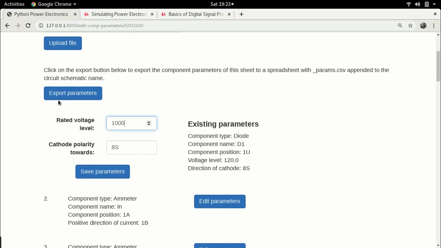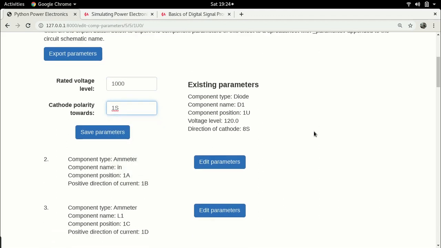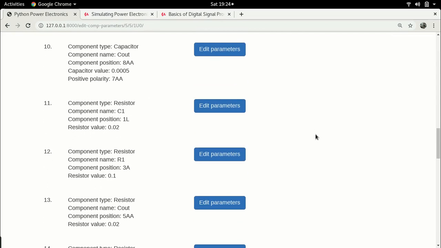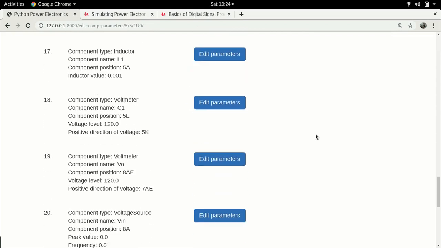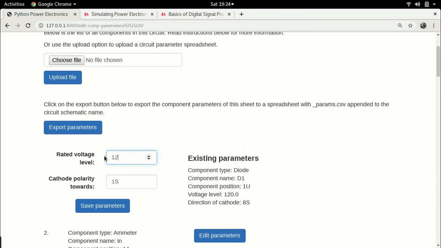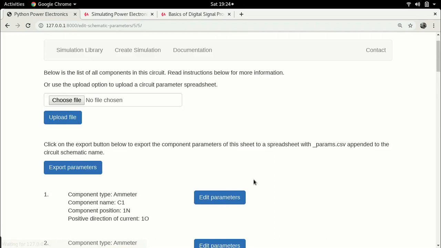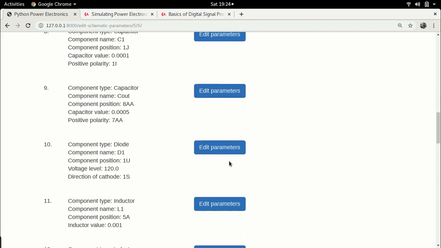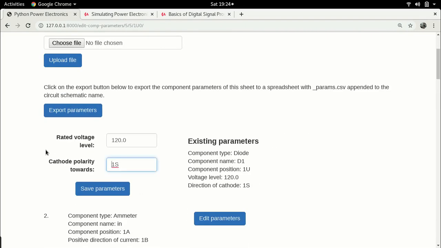So we need to change the rating to something larger, and let's make this 1S. Actually, we don't need to change the rating. I think the other ratings would also be 120 volts. Yes, because we are only dealing with a Chook converter, so we don't have to go to 1000 volts. Oh no, that was still not right. I had to change it to 1V. I'll just change it again. So let me come all the way down. Here's the diode, and I need to change the polarity to 1V. This is 1U, 1V is to the right.